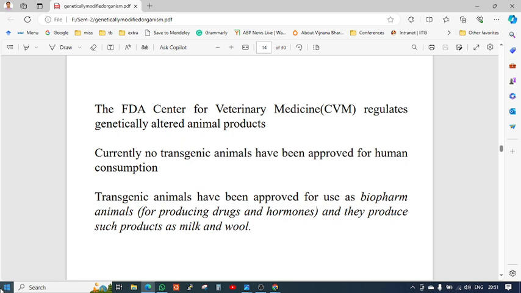Transgenic animals have been approved for use as biofarm animals producing drugs and hormones and products such as milk and wool. High milk-producing cows and buffaloes are there, and meat as well. So different drugs and hormones are also extracted from these organisms.